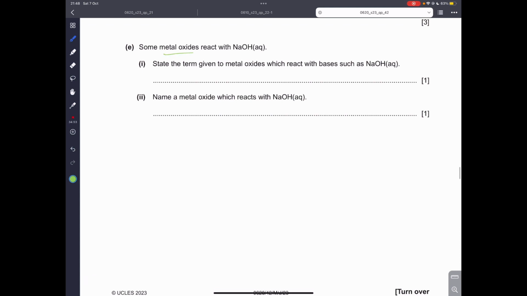Some metal oxides react with sodium hydroxide. State the term given to metal oxides which react with bases such as sodium hydroxide. Now remember, metal oxides are basic, but there is an exception: some metal oxides can react with bases and also acids. These oxides are given a special term called amphoteric oxides.